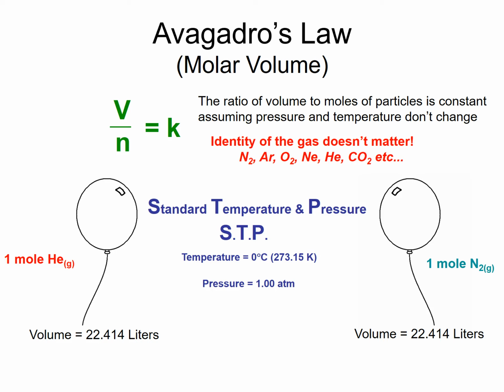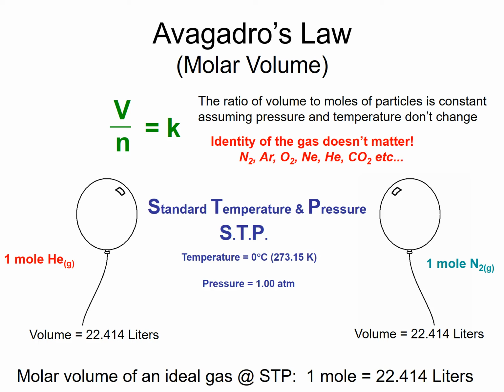Now let's back off for just a moment and think about these balloons again. In either case, we've got a balloon with 1 mole of particles in it, either helium or nitrogen. And under the conditions of STP, this 1 mole of particles occupies 22.414 liters of space. 22.414 liters is known as the molar volume of an ideal gas at STP.